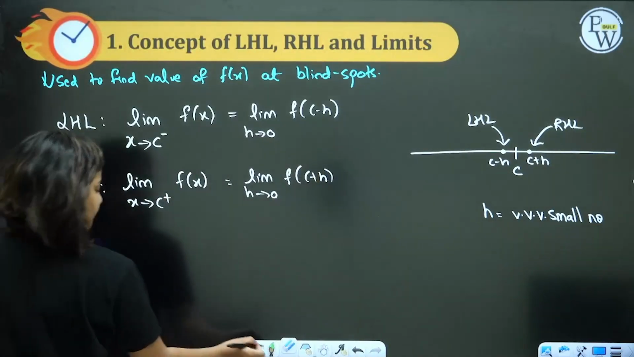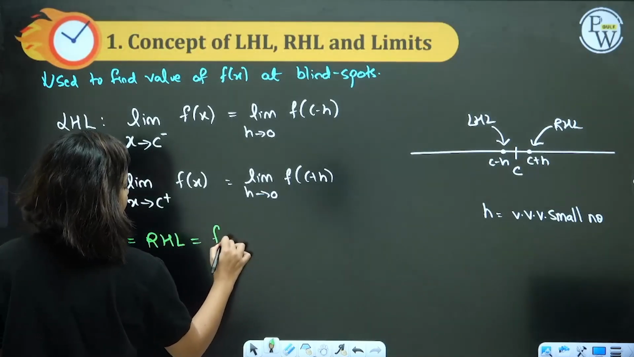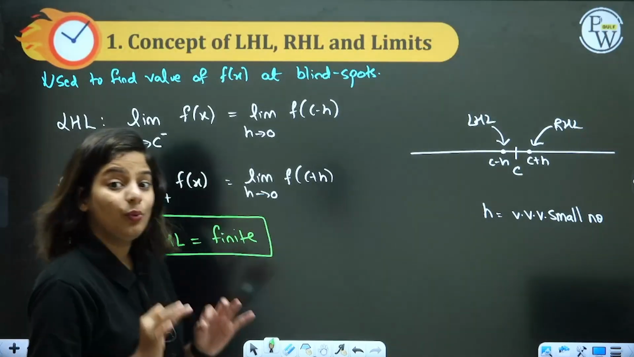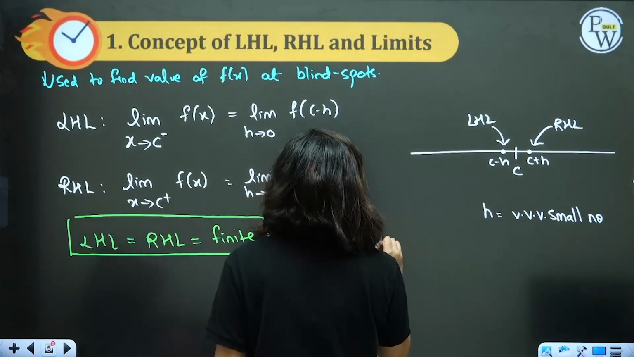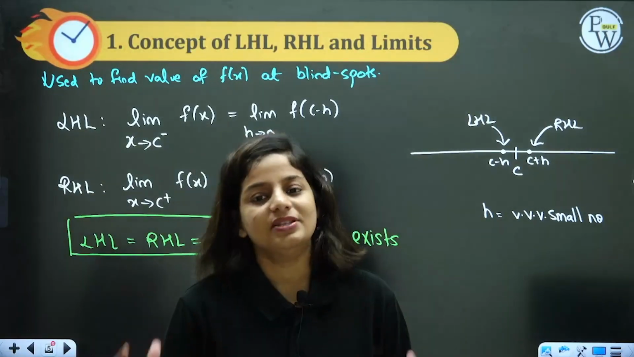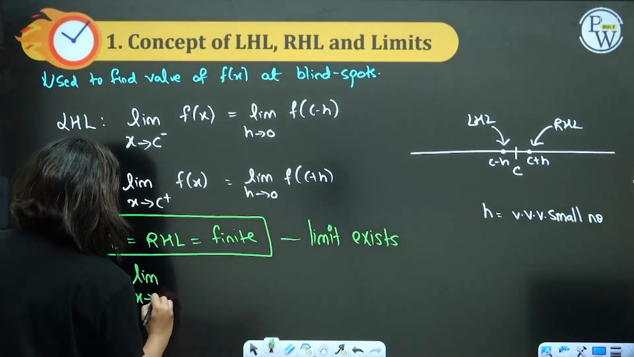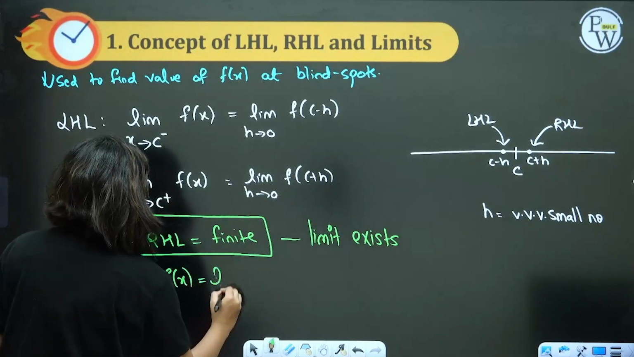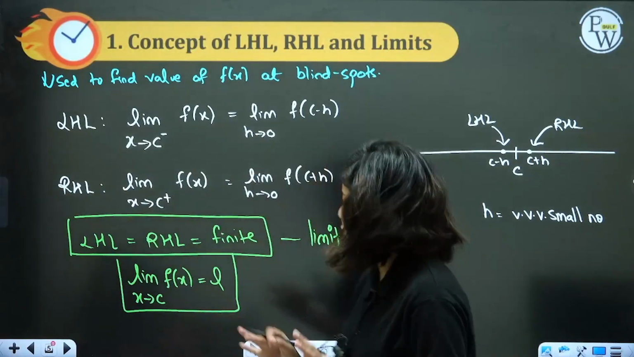For a given question, when your LHL is equal to RHL and they both are finite, we will say that the limit exists. The limiting value is written as limit x tends to c, where c is any point at which you are checking the limit, f of x is equal to m.